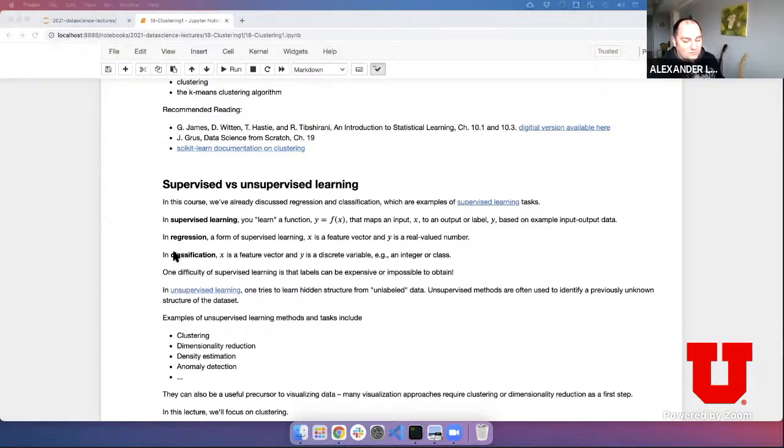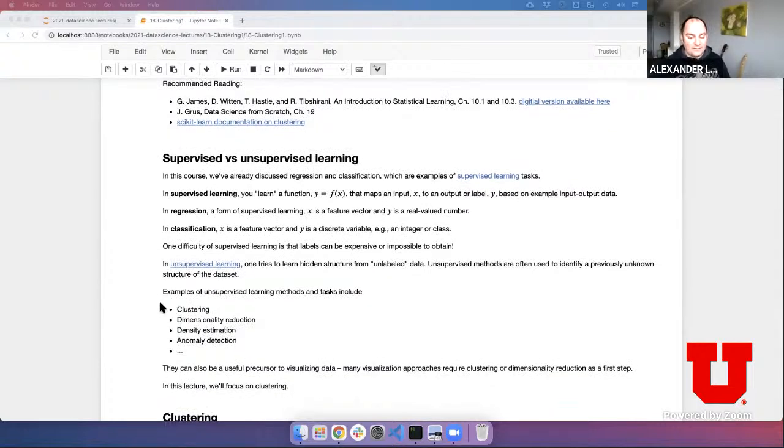Unsupervised learning, in contrast to supervised learning, tries to learn hidden structure from unlabeled data. Unsupervised methods are frequently used to identify a previously unknown structure of the dataset. A couple of unsupervised learning methods and tasks include clustering, which we'll be covering today and in an immediate future lecture. Then dimensionality reduction, which we will cover in, I think, a week or two. Then density estimation, then anomaly detection, and so on. All of these are supposed to work without labels.